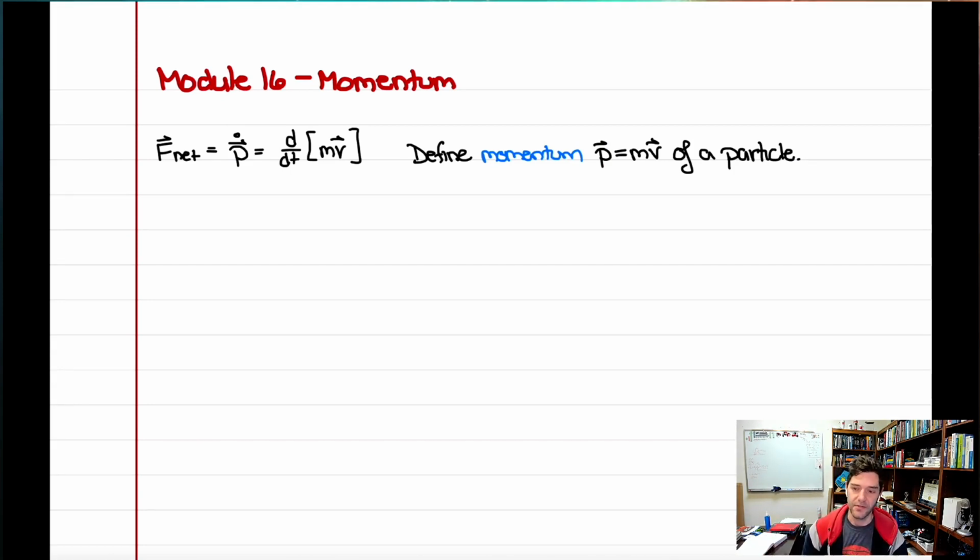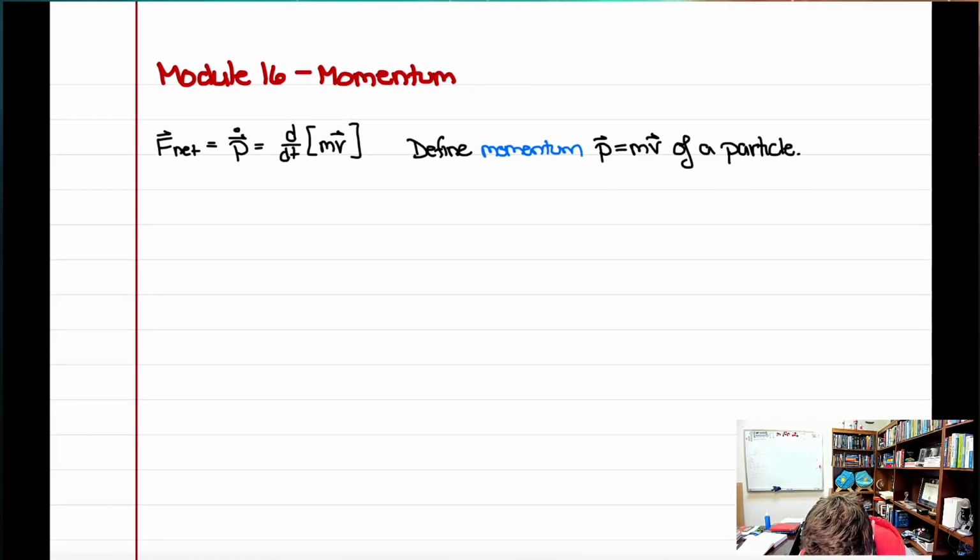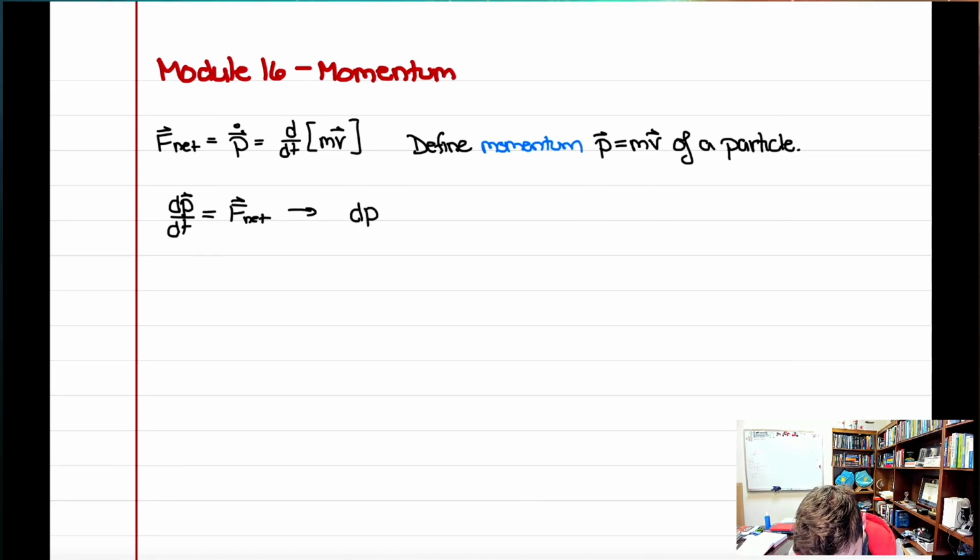So let's talk a little bit about momentum and how it changes and when it is conserved today. Newton's second law says that the change in momentum, the derivative of momentum, is equal to the net force acting on the particle. Written a different way, if I break up the derivative, that says that the change in momentum is equal to the net force times a small amount of time.